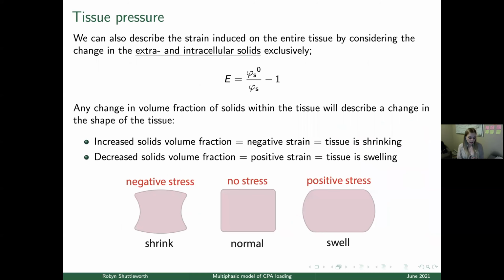So one thing I mentioned at the start was we were interested in this tissue pressure that we had in our model. And we describe this pressure by any change in volume fraction of the solids part of the tissue. We can see that the tissue pressure is signified by this E here. And this just gives us any change in the volume fraction of solids. And what we can take from this is if we have an increased solids volume fraction, then we have a negative strain and the tissue is shrinking. And if we have a decreased solids volume fraction, this will give us a positive strain, and this will tell us that the tissue is swelling.